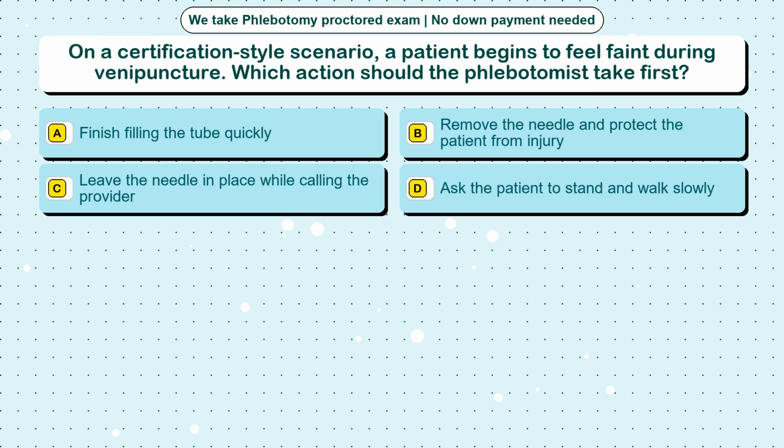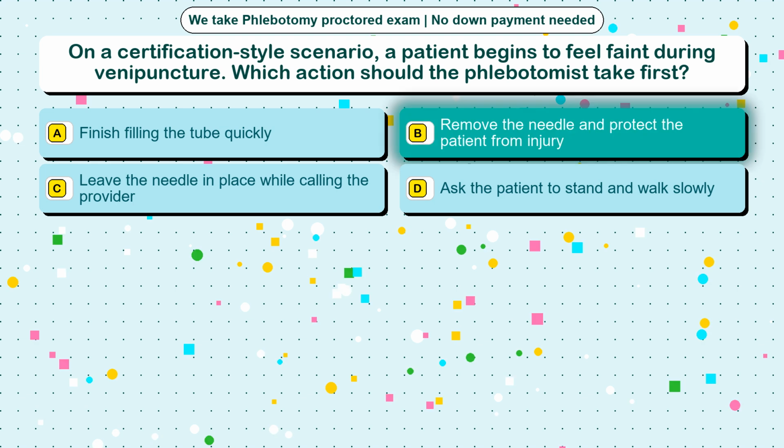Question 92. On a certification-style scenario, a patient begins to feel faint during venipuncture. Which action should the phlebotomist take first? Option A. Finish filling the tube quickly. Option B. Remove the needle and protect the patient from injury. Option C. Leave the needle in place while calling the provider. Option D. Ask the patient to stand and walk slowly. The correct answer is option B.